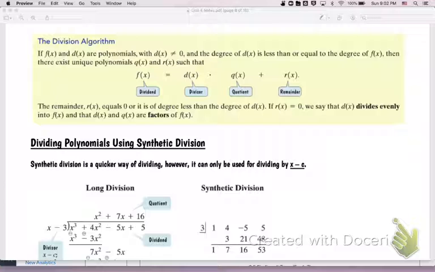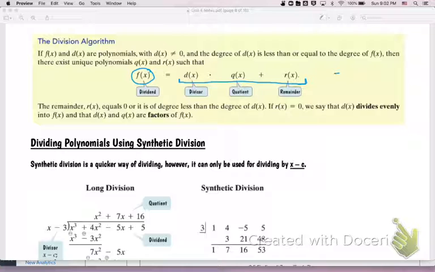The division algorithm simply says that whatever my original function is, if I divide it by some function d of x, then I can write my equivalent function as what I'm dividing by times the answer, the quotient, plus the remainder. Now let's think of this in terms of regular numbers first.